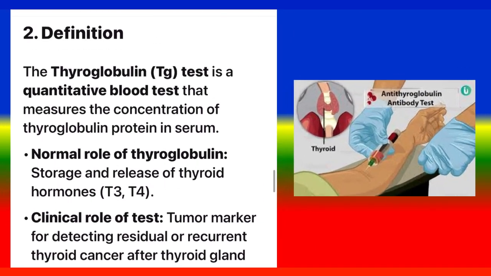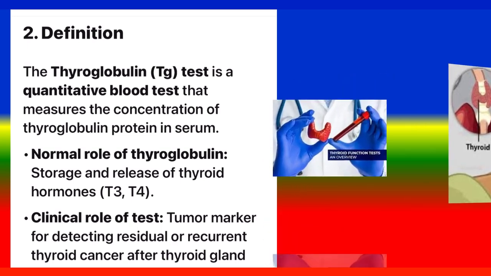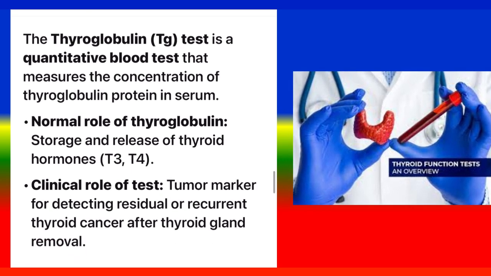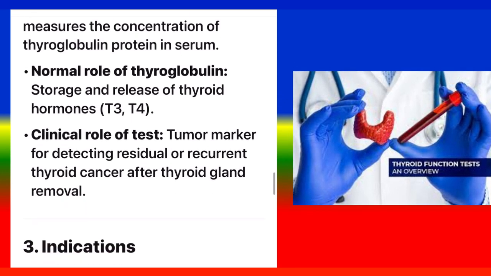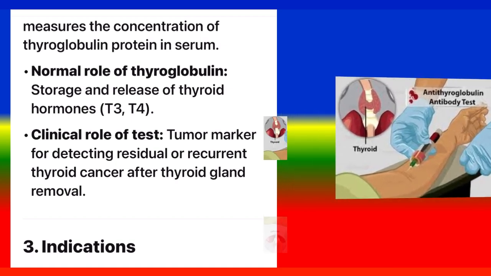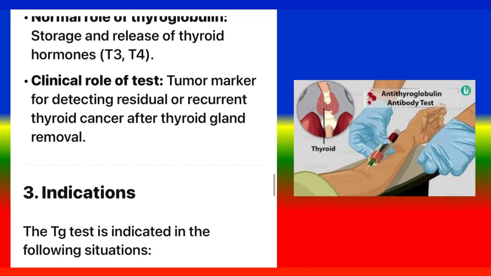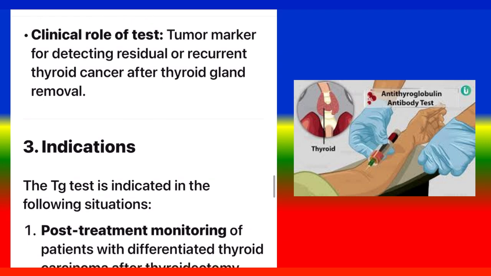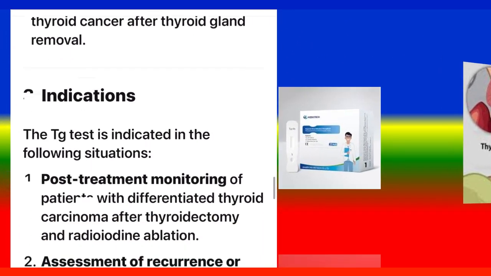Number 2. Definition. The thyroglobulin TG test is a quantitative blood test that measures the concentration of thyroglobulin protein in serum. Normal role of thyroglobulin: storage and release of thyroid hormones, T3, T4. Clinical role of the test: tumor marker for detecting residual or recurrent thyroid cancer after thyroid gland removal.